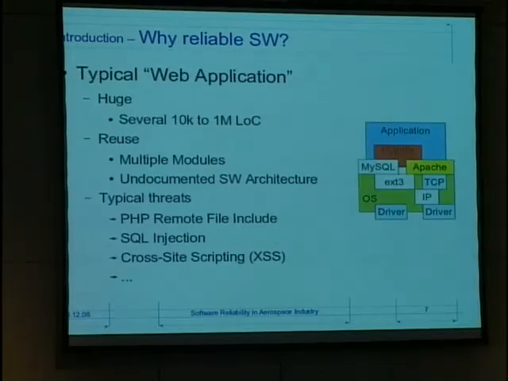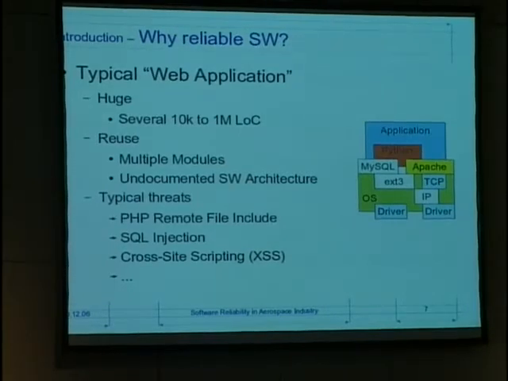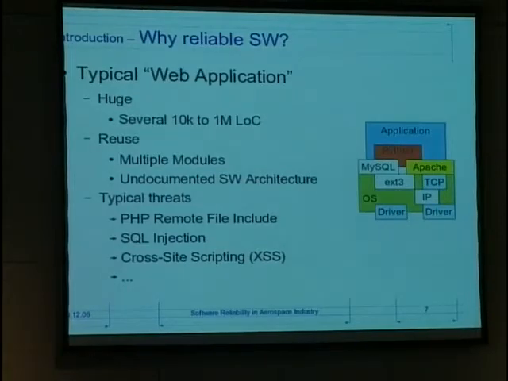And if you have a look at a typical, let's call it web application, it's huge. It's really huge. 10K to 1 million lines of code, heavy reuse of multiple modules, and often the developers are unaware of the underlying architecture. Typical threats, you know more than me, so I just had it on my sheet. So the chance for a serious error is quite high, I would say.